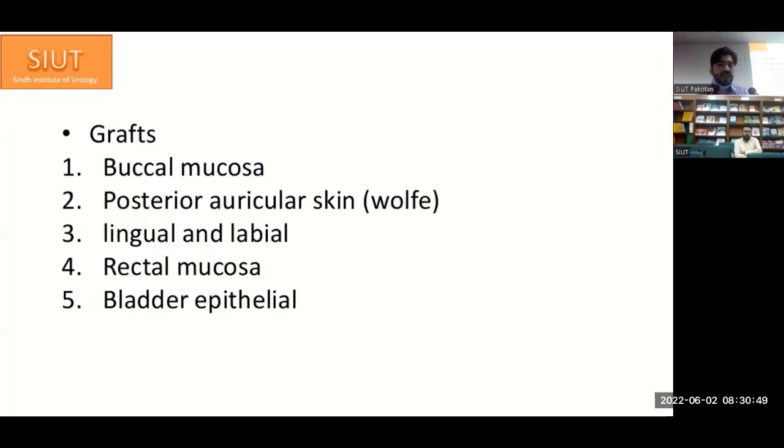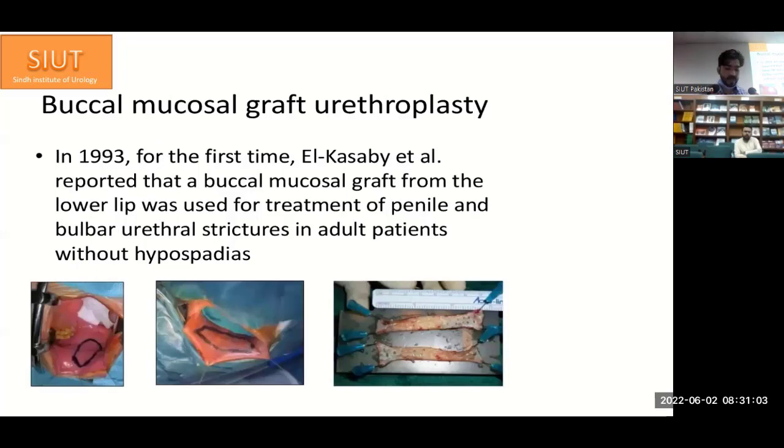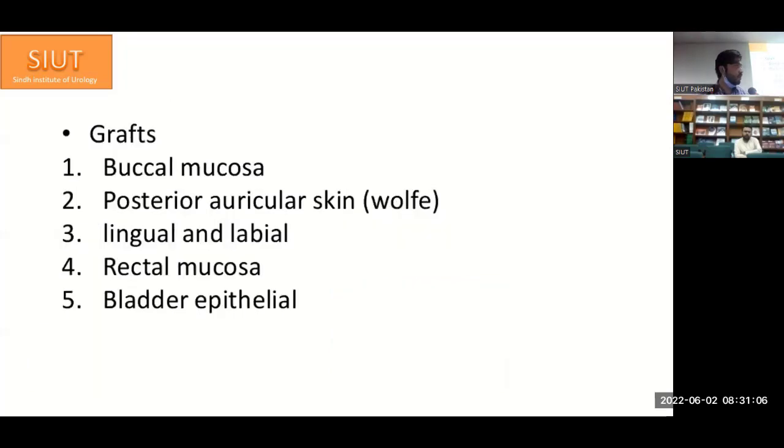These are the grafts: buccal mucosal graft, posterior auricular skin, this is called Wolfe, lingual and labial, rectal mucosa, or bladder epithelium. So the best graft is the buccal mucosal graft. Why? In comparison to these grafts, the best graft for urethroplasty is the buccal mucosal graft. Why? Jamal will answer this question.